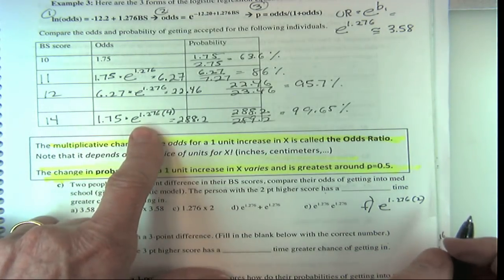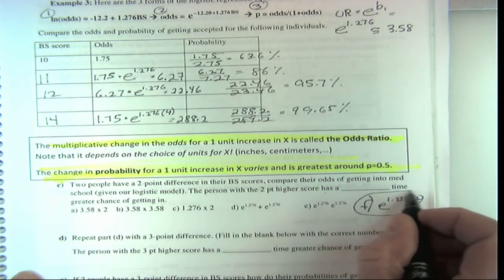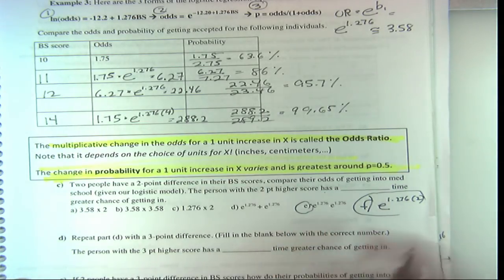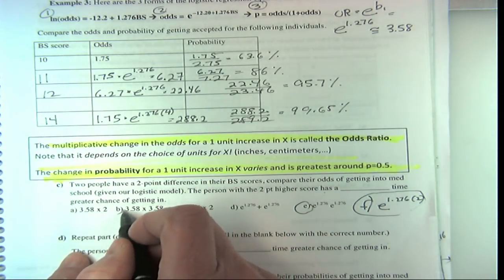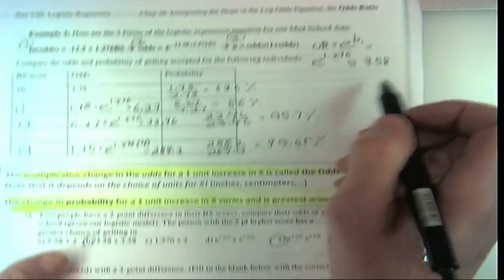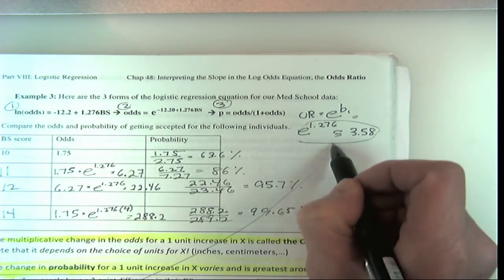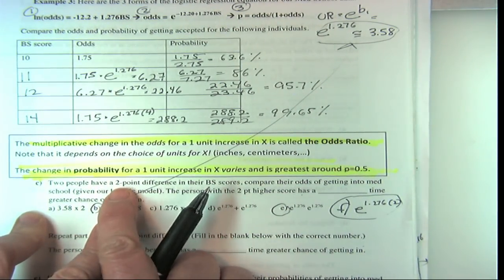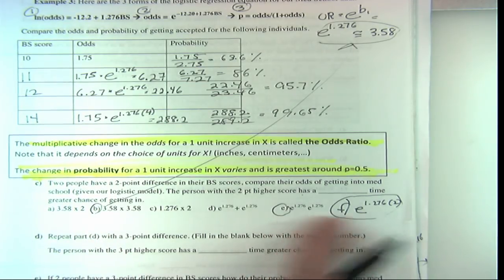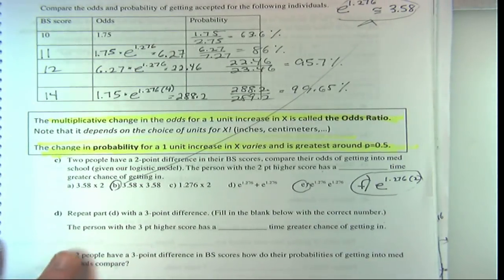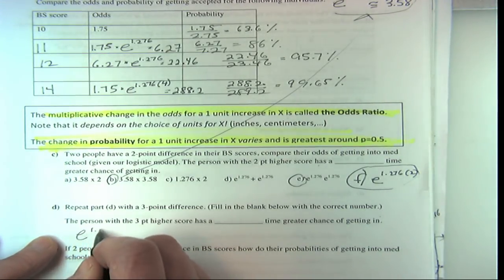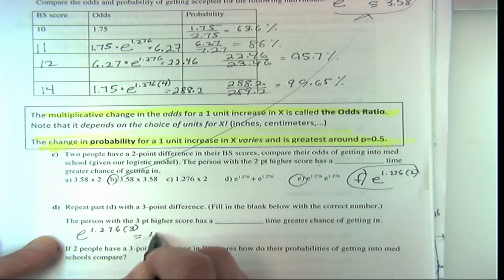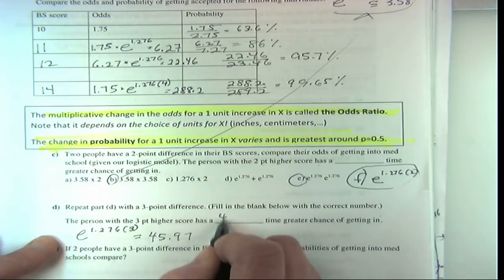Well, this is what we've been doing. You know, that one's right. And that's the same thing as this one. That's the same thing as this. And it's the same thing as this, because I said right here. All right, you just multiply. For 2-point difference, you multiply, and then you multiply again 2 times. So for a 3-point difference, obviously, it's going to be e to the 1.276 times 3. And that's 45.97.